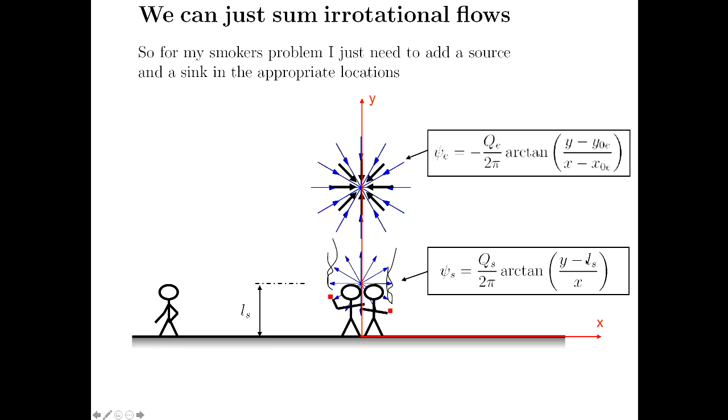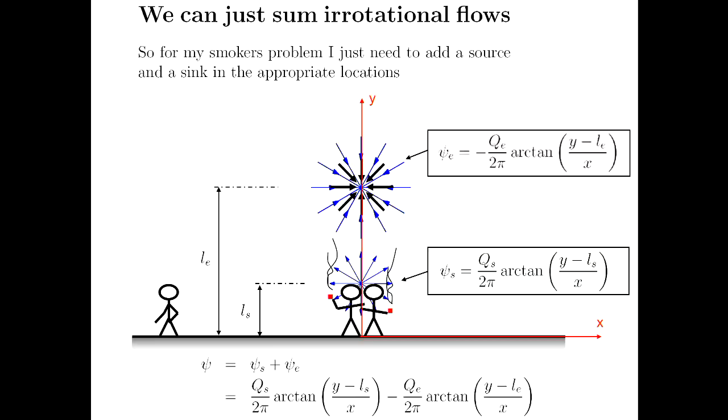And similarly for our sink or extraction fan, again x0 is 0 because it's along the y-axis, and y0 here, that's just LE. That's the height LE. Everyone follow so far? Yep, good. So my stream function for this flow is just going to be the stream function for my source plus the stream function of my extraction fan. Right, so I'll just rewrite it as such.